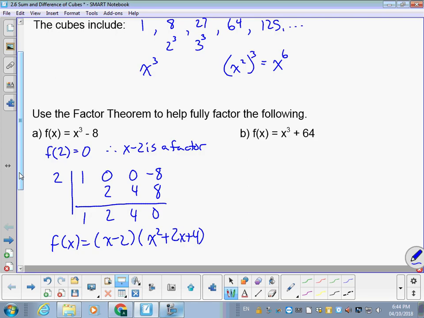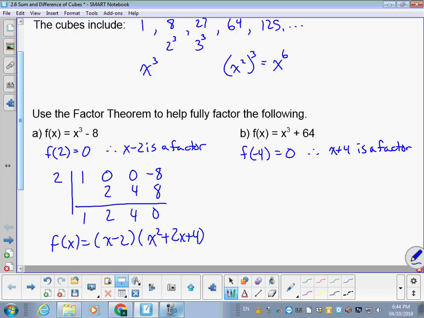So let's take a look at the next one. Again, we want to substitute something so that the answer is 0. Well, if I'm adding 64, I need to have started at a negative. 64 is a perfect cube. If I put in negative 4, cubed, that's an odd number of negatives that comes out at negative 64 plus 64, and that works. So remember, this is telling us that x plus 4 is a factor.